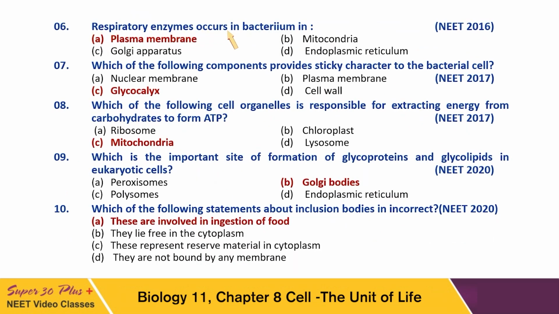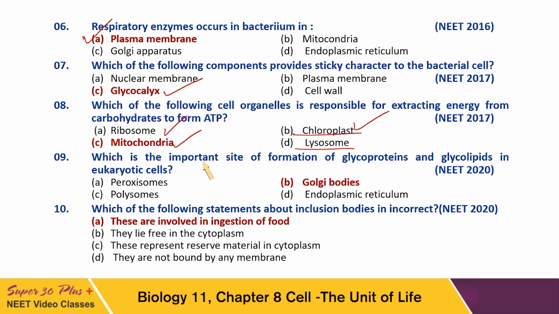Respiratory enzymes occur in the bacterial plasma membrane. Question very important, being repeated here. Which of the following components provides a sticky structure, that is glycocalyx in bacterial cell? Which of the following cell organelles is responsible for extracting energy? Everyone knows it, being a student of biology. Mitochondria is known as the powerhouse of the cell. Ribosome is known as the engine of the cell for protein synthesis. Lysosome is known as the suicidal bag. Chloroplast is the site of photosynthesis.